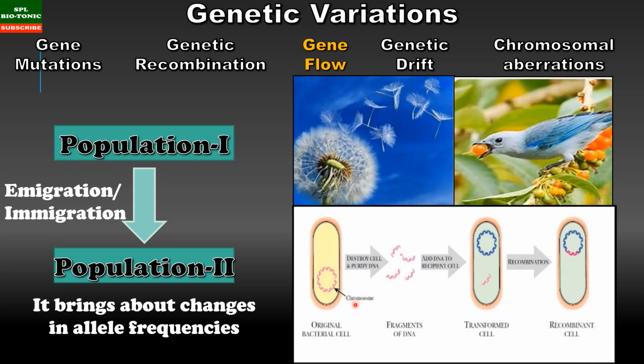Now, students, if you remember the Griffith experiment, which we have done in one of the previous videos, it talks about the flow of a segment of DNA from one bacterium to a second bacterium. So I'm enclosing the video of that in the I section. Please check that. So in the case of gene flow, it brings about changes in the allele frequencies. Please make a note of this point.